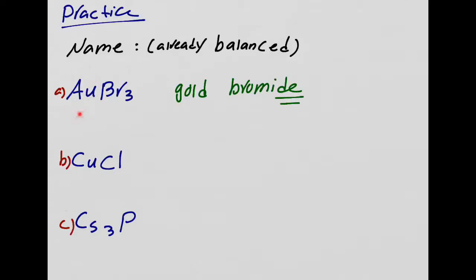Let's review what we talked about last time. You name the first one as is. You name the second one, and you change the ending for the non-metal to "ide." Gold bromide. Now here's the problem. If I ask you to write the formula for gold bromide, you won't be able to do it. You're going to ask me, which gold are you talking about? So you have to mention which gold. All the elements that have more than one possible charge, you should always mention what that charge is. And all the transition metals, except zinc and silver, have more than one possible charge, so you have to mention that charge.